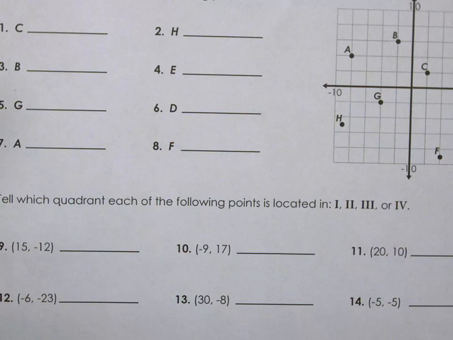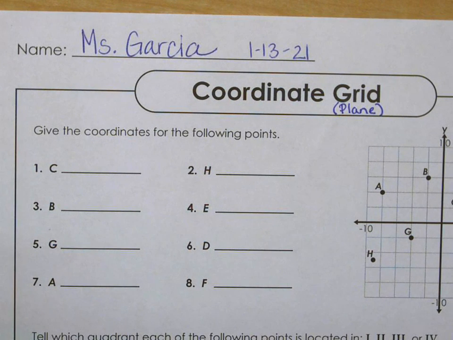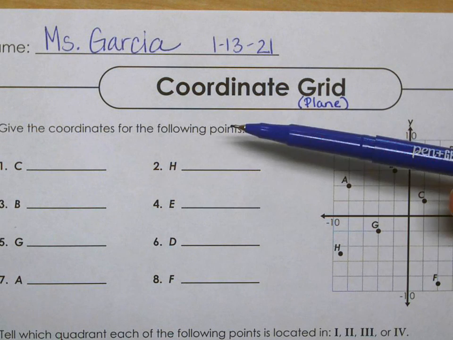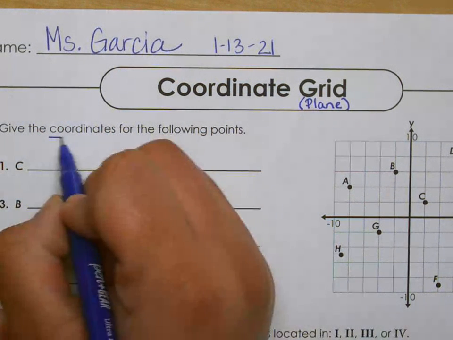Let me zoom in here a little bit or a lot. So we can see here that we have a coordinate grid, a coordinate plane here to the right, and we've got some instructions here that tell us give the coordinates for the following points. So remember we talked about coordinates.